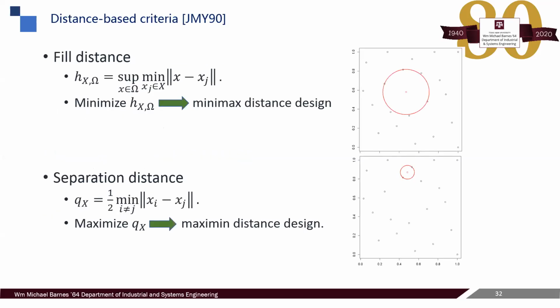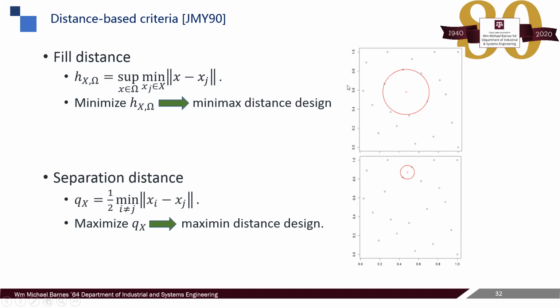So, distance-based or geometric-based criteria. I show you two of them. Actually, each subclass has many methods, and I can only show you a few of them. Here I show you the so-called minimax distance design and maximin distance design. Each one is based on maximizing or minimizing a certain distance. One is called fill distance. Basically, it means whether the points can fill the region, which we call the experimental region.